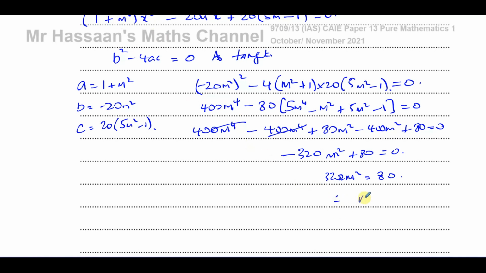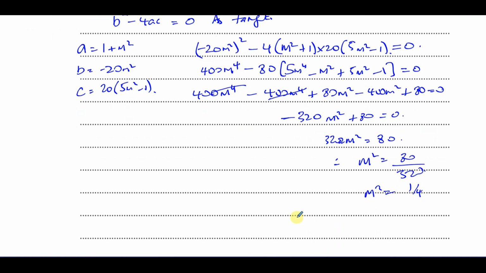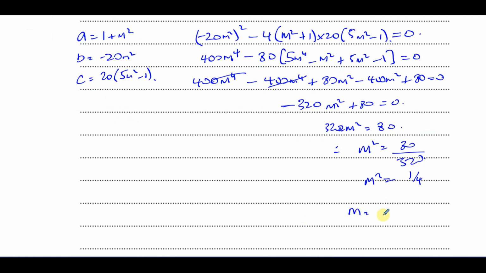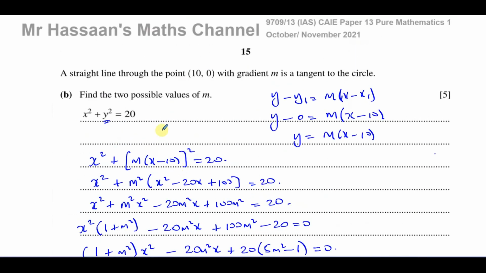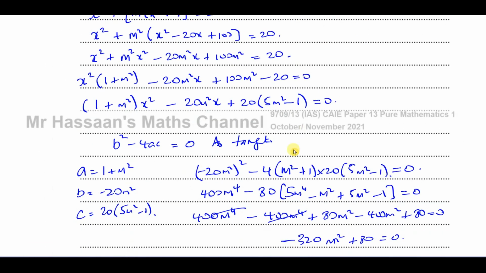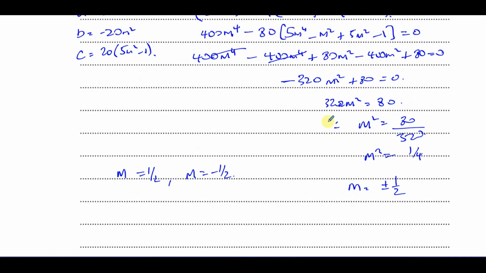So therefore we can say m squared equals 80 over 320, which is equal to 1 over 4. So there are two possible values of m, plus or minus a half. So m could be a half, or m could be negative a half. Those are two possible values for the gradients of lines that could be tangent to the circle if they pass through the point (10, 0). So that's the answer to this question using a very algebraic technique.